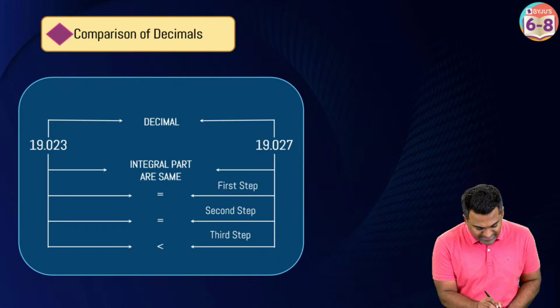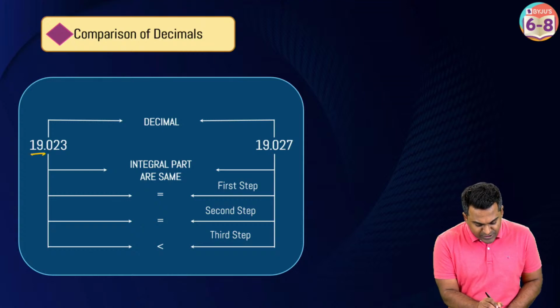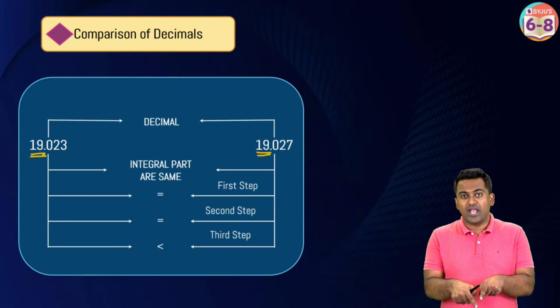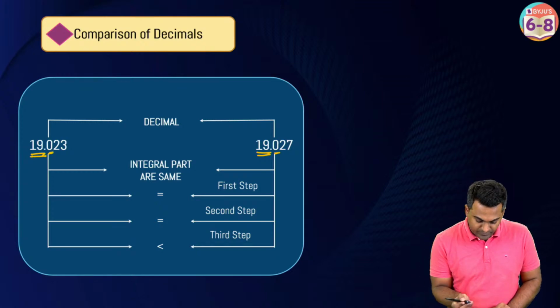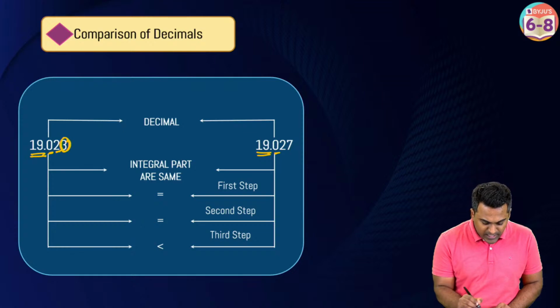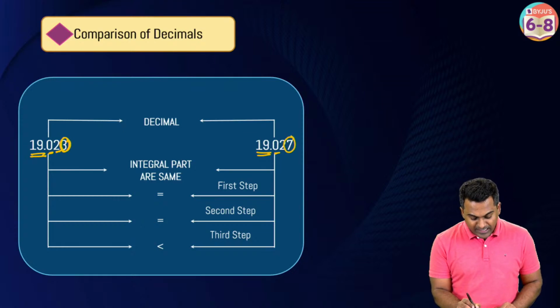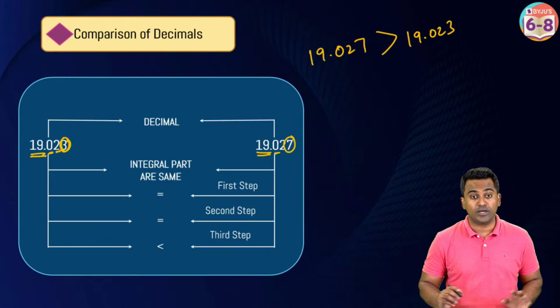Like let's take this example of 19.023, 19.021. The integer part is the same in both, right? 19 and 19. However, when you look at the decimal part of this, look, 0 here, they are the same. 2 here, 2 here, they are the same. However, this is 3 and this is 7. So using that, we can make our decision that 19.027 is going to be bigger than 19.023.